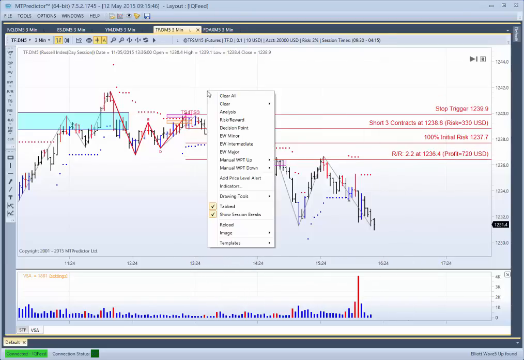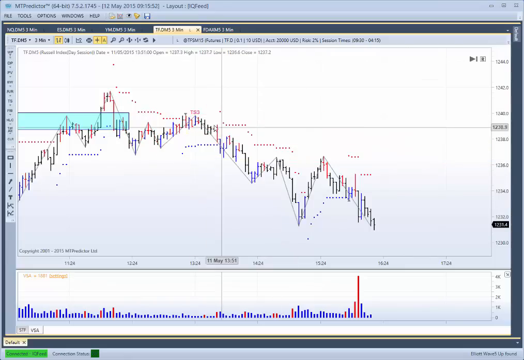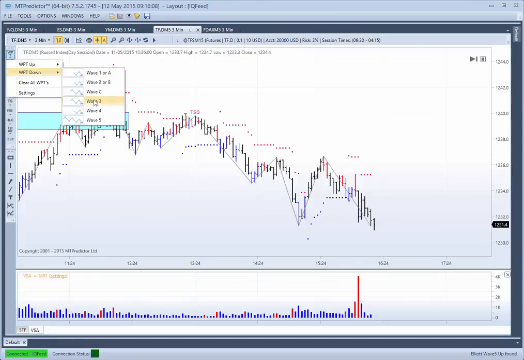Well, no, you wouldn't, because as I said earlier in the video, we are anticipating this to be a wave 2, therefore we're anticipating a wave 3 decline. So how do we know where that's going to be, or how do we project a target for it? Well, we have a WPT tool here, or a wave price target tool. So for this we just come down to WPT down, we select wave 3. We can see it requires 3 clicks by the small picture there.